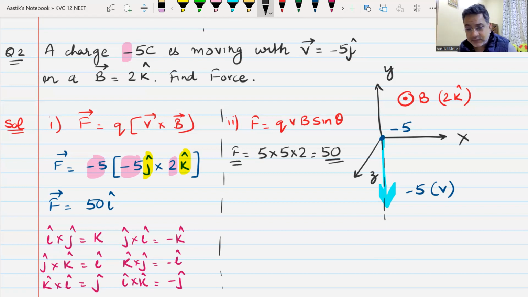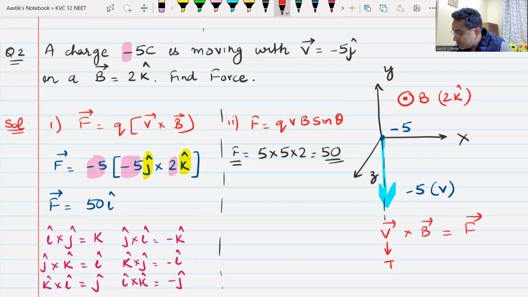To find the direction of the force, I will have to move my thumb. Right hand thumb rule, V cross B will give me the direction of F. Your thumb will point in the direction of V, your palm will point in the direction of B, and your fingers will tell you the direction of force. Velocity is going down, so this is downwards. Magnetic field is coming out, so this is coming out.